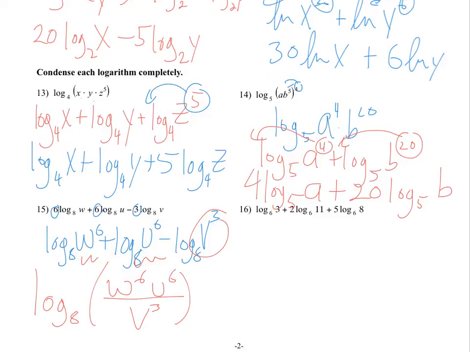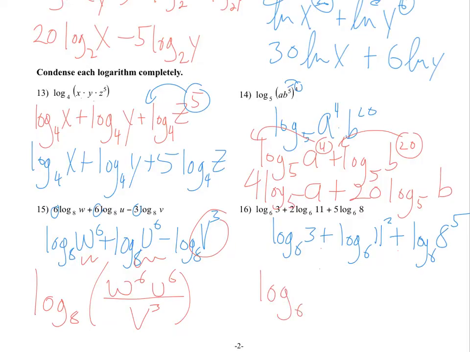I'm going to follow the same set of steps for number 16. I'm going to bring up any powers first, then I'm going to rewrite this as a single log expression. So it's log base 6 of 3 plus log base 6 of 11 squared plus log base 6 of 8 to the 5th power. All addition, so it's just going to be multiplication on the inside. Log base 6 of 3 times 11 squared times 8 to the 5th. And we're done.